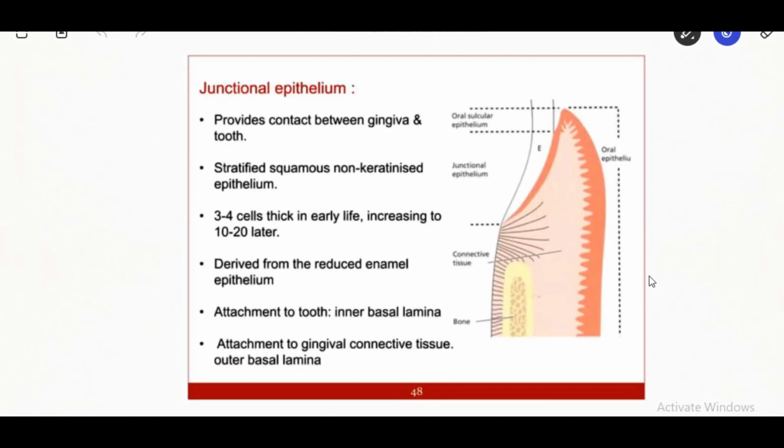The junctional epithelium provides contact between the gingiva and the tooth. It is made up of stratified squamous non-keratinized epithelium. It is 3 to 4 cells thick in early life, and the cells keep on increasing to 10 to 20. It is derived from reduced enamel epithelium. It is attached to the tooth by the inner basal lamina and attached to the gingival connective tissue by the outer basal lamina.